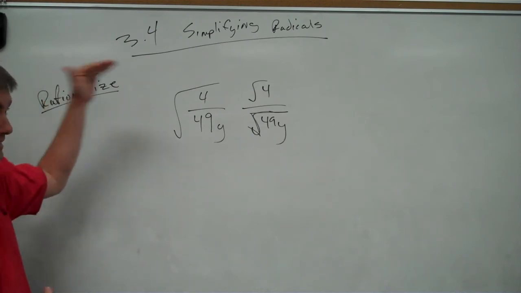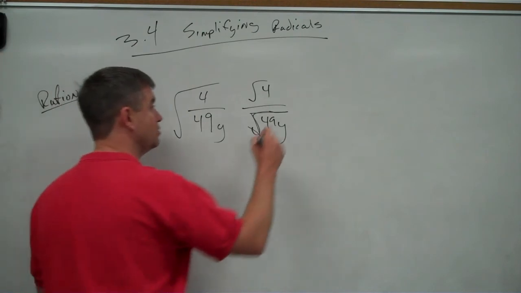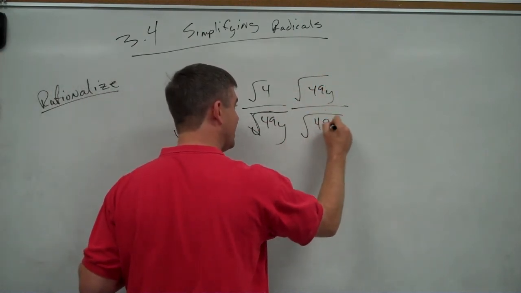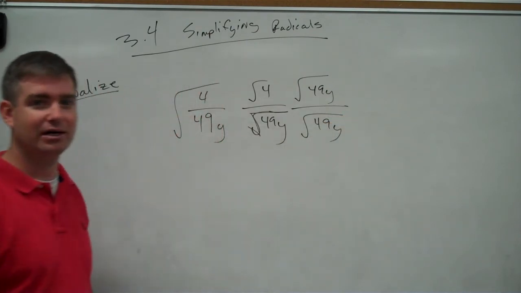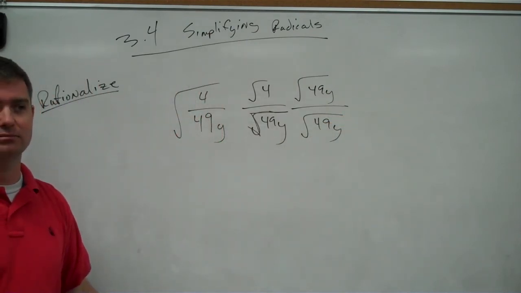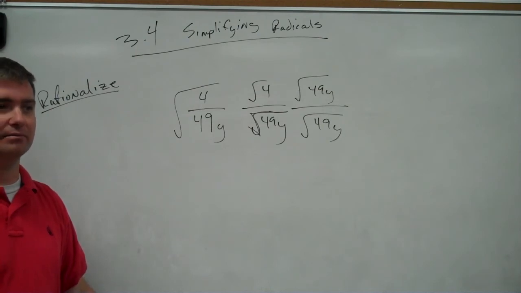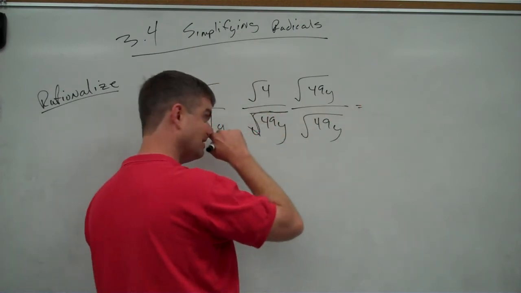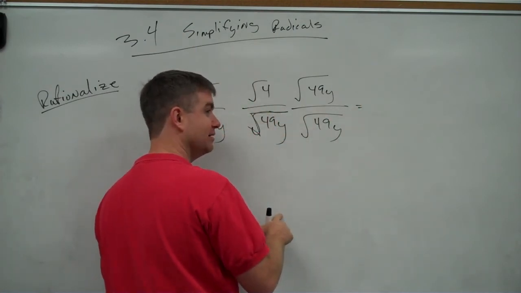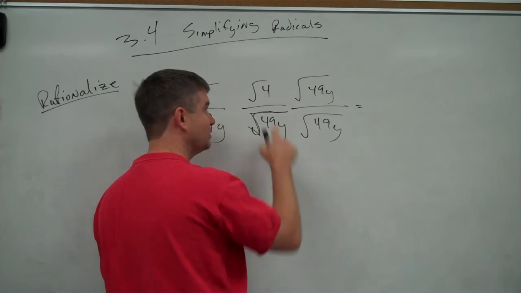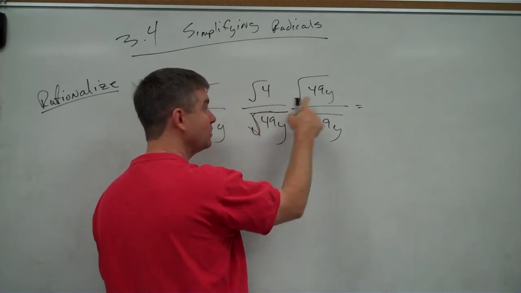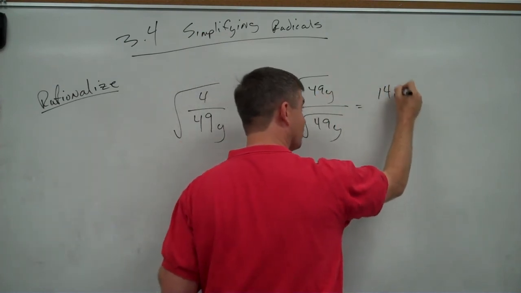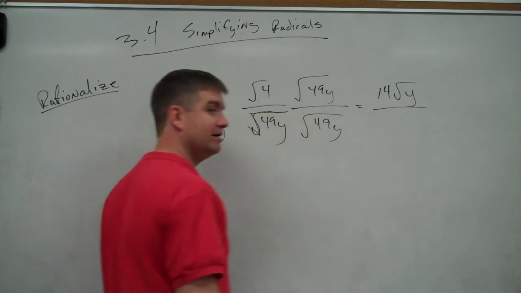What are we going to multiply the top and the bottom by? 49y. Root 49y over root 49y. That's what you meant, right? Okay, top and bottom. On the top, what do you get? 196. What is it when I pull the 49, what's that going to be? 14 square root of y. 14 root y. You're smart enough.